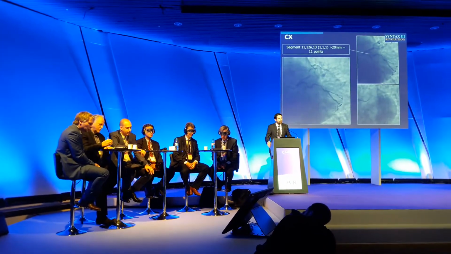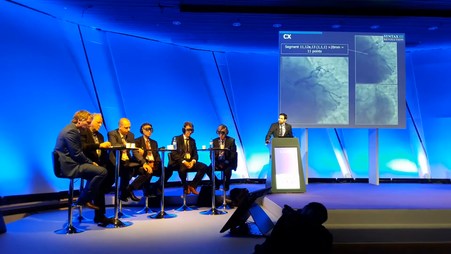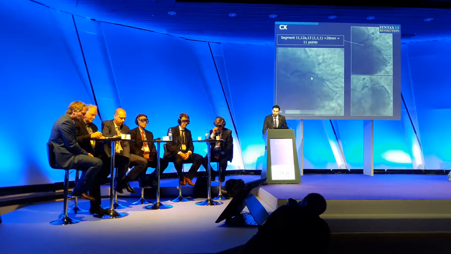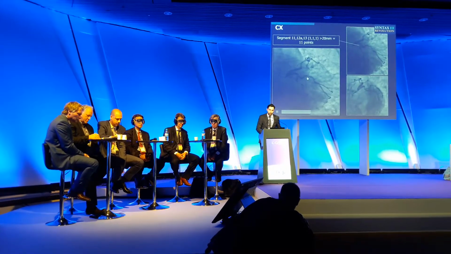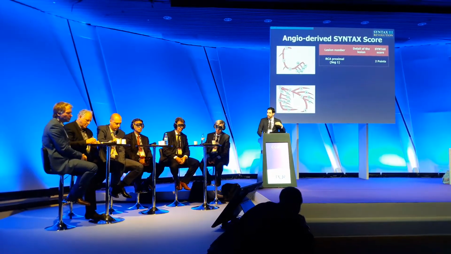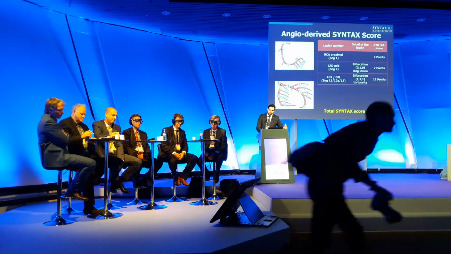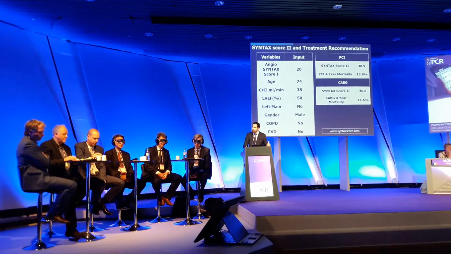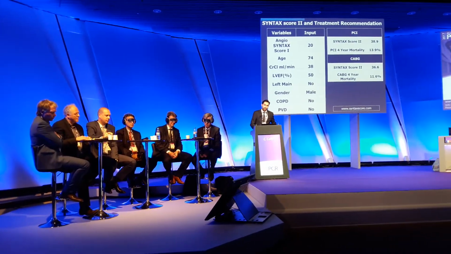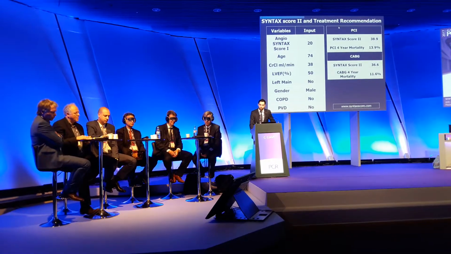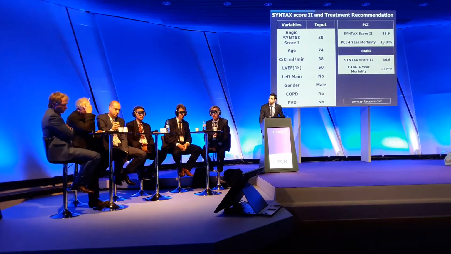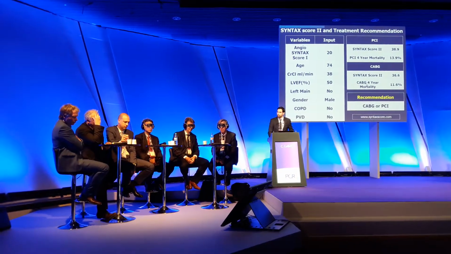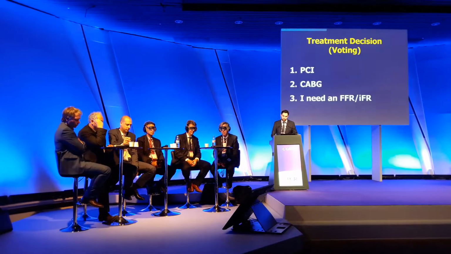And if we see now the bifurcation in the circumflex, there is a very severe lesion with a bifurcation with the first obtuse marginal. It was scored as a Medina 111 for an additional 11 points. If we summarize the syntax score of this patient, we're going to see there is 20 points for the angiographic derived syntax score. And if we use this angio-derived syntax score to calculate the syntax score 2, we're going to see that there is a predicted mortality for PCI of 13.9% and 11.6% for surgery. The syntax score 2 is equipoise between surgery and PCI for this patient.